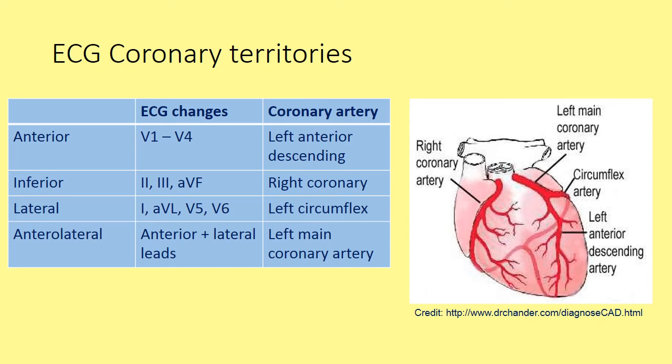Now, sometimes by looking at an ECG, you can tell which coronary artery is affected. So let's say in another session we'll talk about ST elevation. ST elevation could be a sign of acute myocardial infarction. So let's say there's ST elevation in leads V1 to V4. So I would know that it's the anterior part of the heart that's affected, and the coronary artery that supplies the anterior is the left anterior descending.